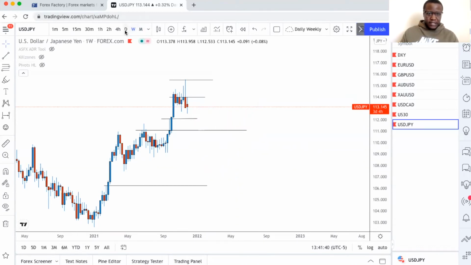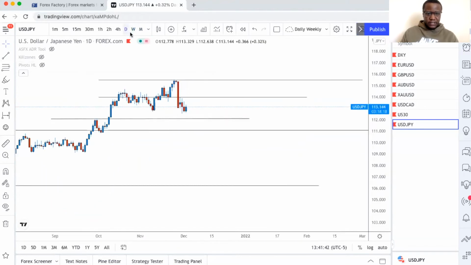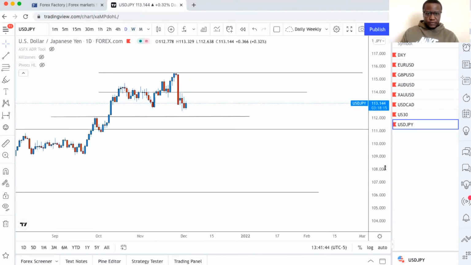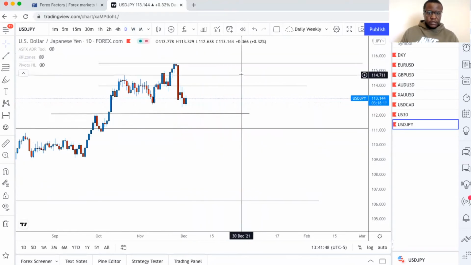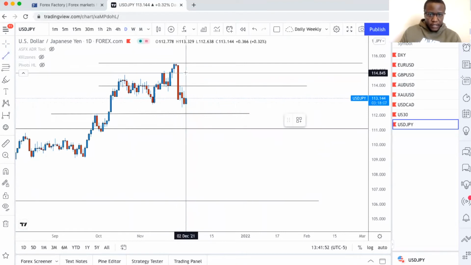If you go down to the daily level now, the daily level, as I said, now look at this. On the daily, we got this big gap right here as well. I'm going to mark this off.